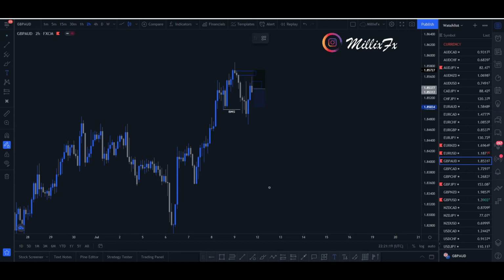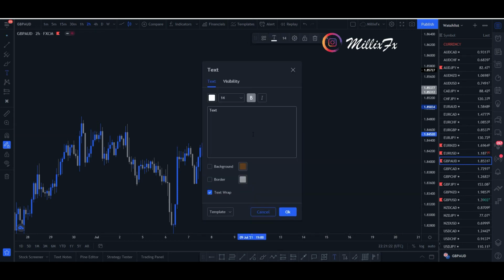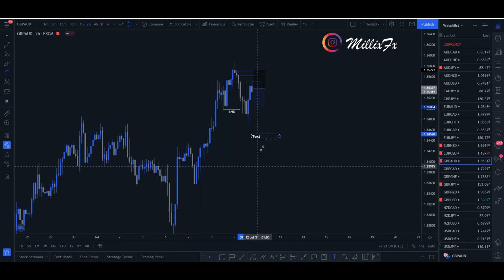I am not using BOS, like some people type break of structure. There is nothing wrong with that. If you type BOS, there's nothing wrong. I just feel comfortable with BMS, which is a break of market structure. They are all the same. They mean the same, nothing else. So now let's wait for price to come back into this and then tap in.